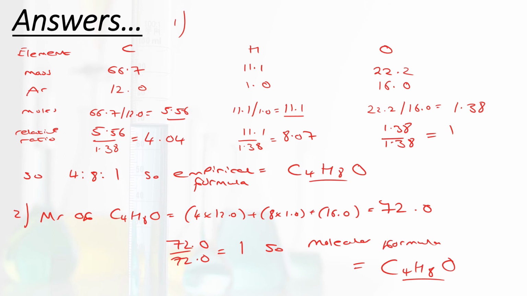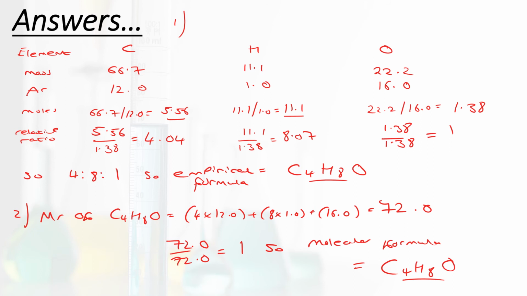So the first question was to find the empirical formula, and we were told there is 66.7% carbon and 11.1% hydrogen. So the first thing to do is check it adds to 100%. No, it doesn't. And the remainder to make it up to 100% is 22.2%. So that must be oxygen.